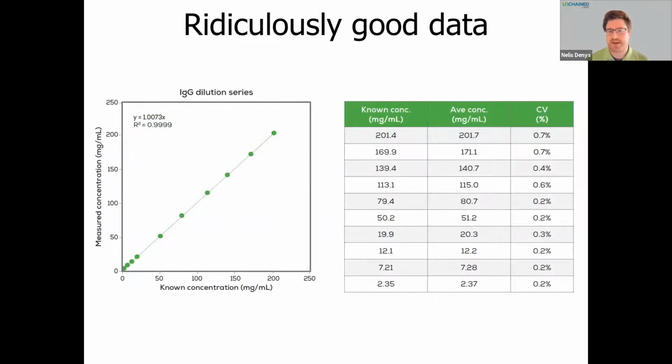And next to all these standards, this also works for real samples. Because of our huge dynamic range, you can run any protein without ever having to dilute again, and get spot-on precision within 1% CV and accuracy within 2%, and crazy linearity. And that can all be seen on this IgG dilution series.